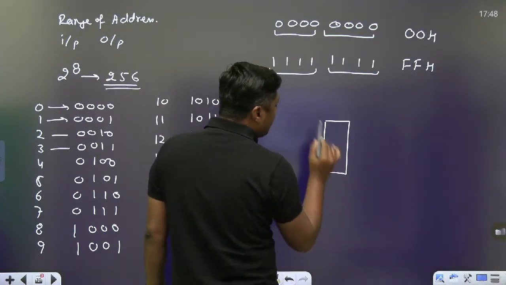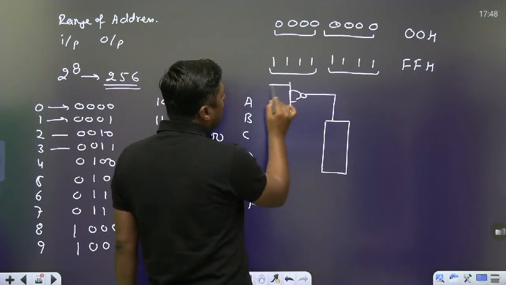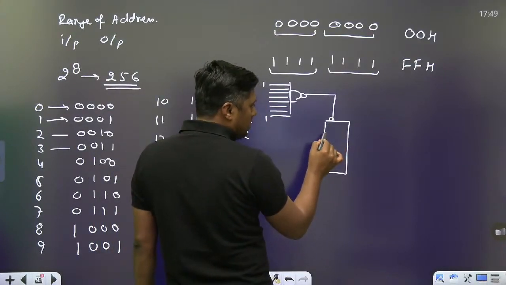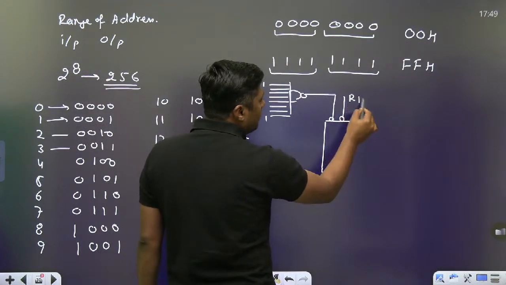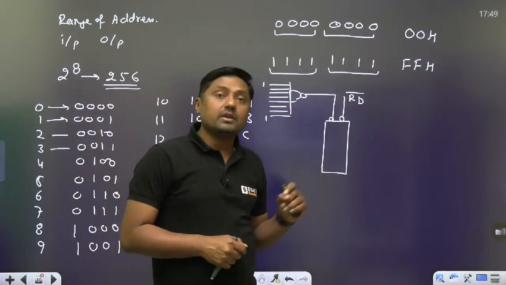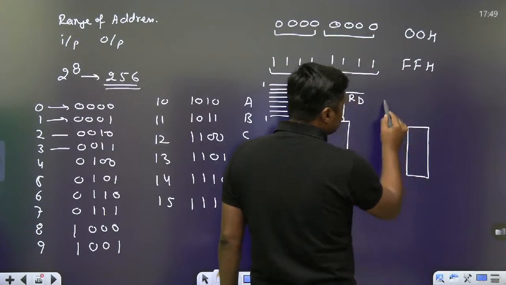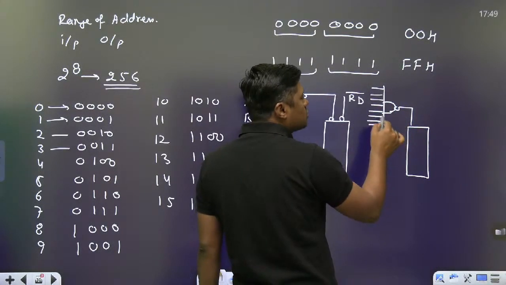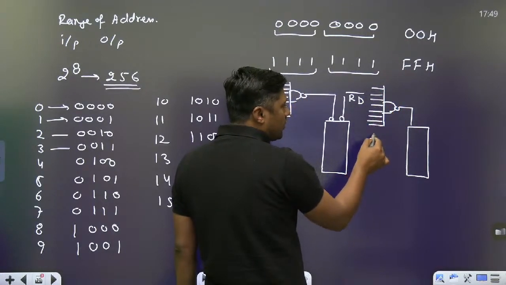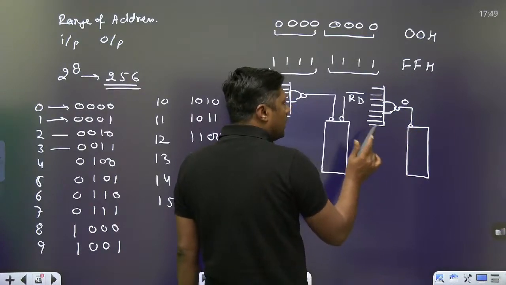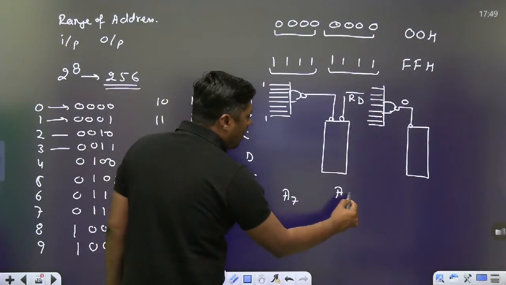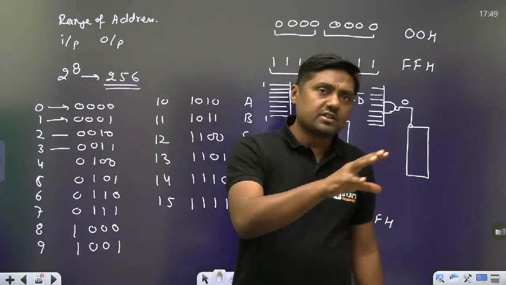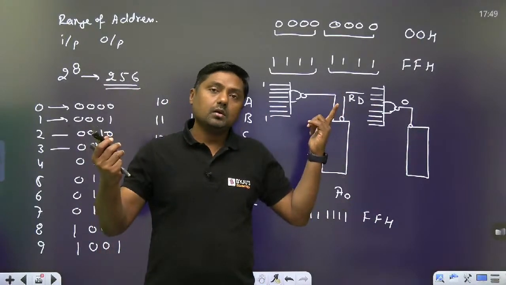Yes, it is possible. For example, for an input device, if I am giving the address FFH, FF means all 1s. When all 1s come from A7 to A0, this particular chip is enabled, and at the same time the microprocessor sends the read signal. That is the address for the input device. The output device is also connected to external hardware, and its address is also FFH, all 1s. When all are 1s, you get 0 here and this device is enabled. When the microprocessor sends FFH, both devices are enabled because they have the same address.